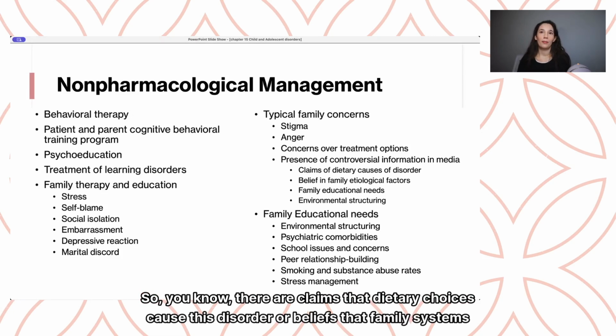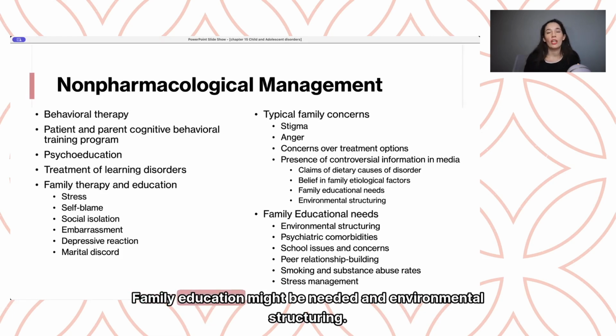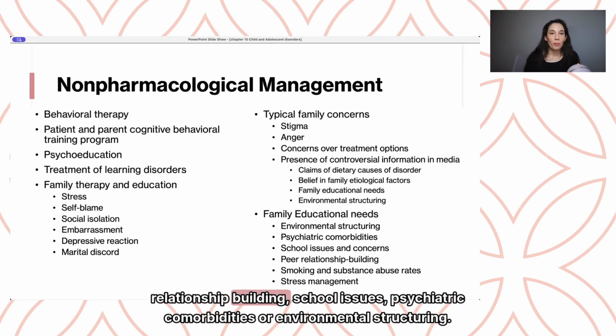So, there are claims that dietary choices cause this disorder, or beliefs that family systems cause this disorder. Family education might be needed, and environmental structuring. And then also any family educational needs, so stress management, smoking or substance use rates, poor relationship building, school issues, psychiatric comorbidities, or environmental structuring.